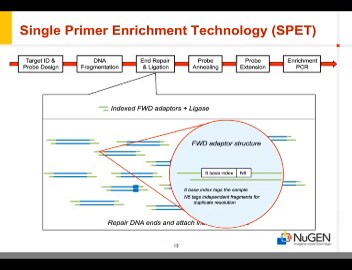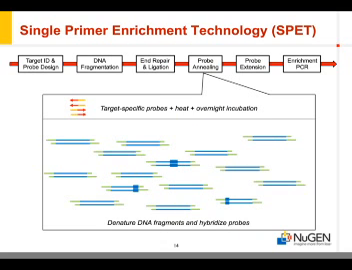So as we move on to the next step of the mechanism, this is where we actually have our single primer enrichment technology taking place. And of course, by single primer, what we mean is that each one of these independent molecules is going to be initially enriched using just a single primer from a single direction. And the way that we do this then is to have the target-specific probes.